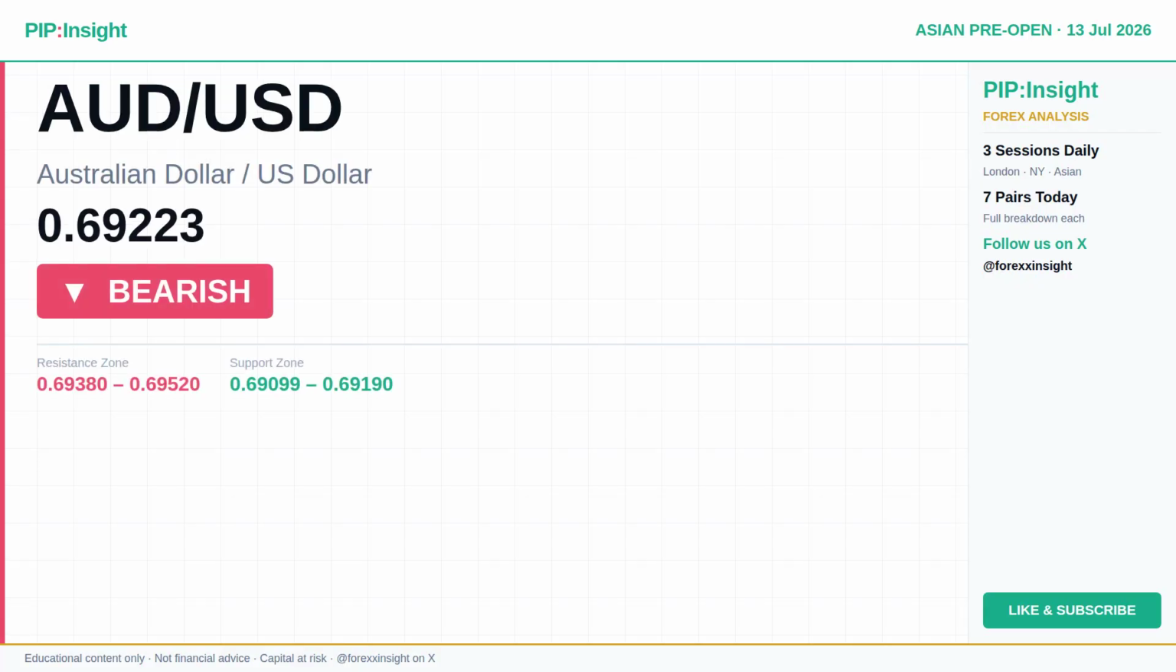Aussie dollar. The chart is showing bearish structure on this session. The 4-hour trend is to the downside and the 1-hour is also pointing lower. Resistance is marked between 0.6938 and 0.6952. Support is marked between 0.69099 and 0.6919. Here is the full chart breakdown.